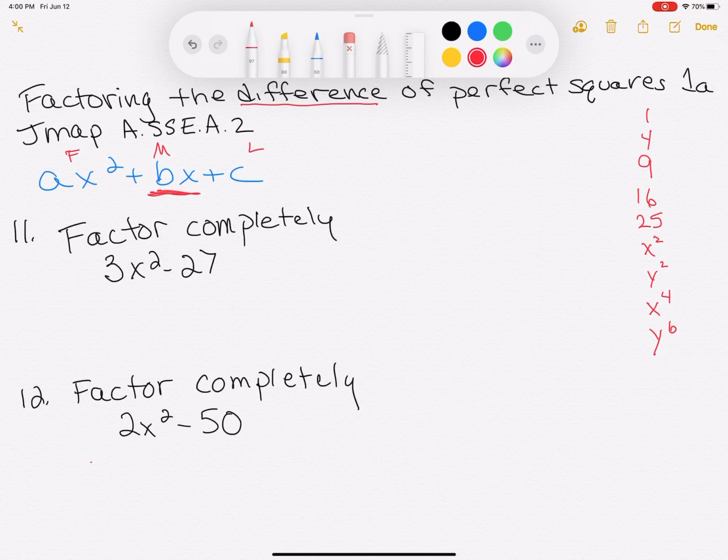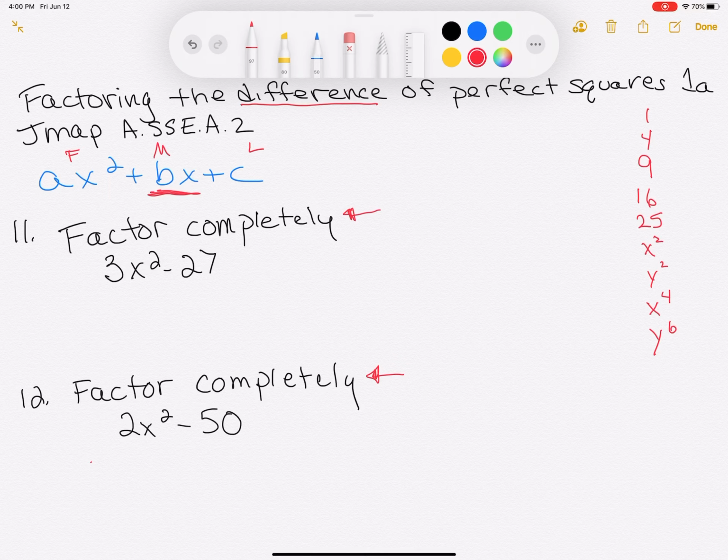Okay, so here's our last video on factoring the difference of perfect squares. If you notice, I've included the instructions to factor completely in both 11 and 12 on the JMAP Factoring Difference of Perfect Squares 1A worksheet. The reason I did that is because anytime you see those words factor completely on a Regents assessment, that means you're going to have to factor more than once. You're going to apply two strategies.